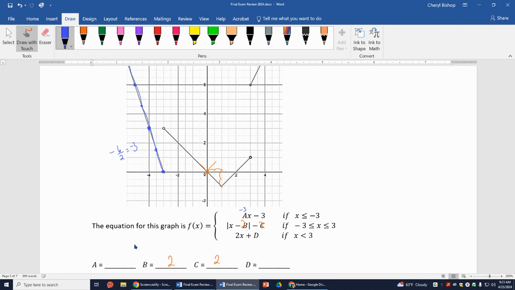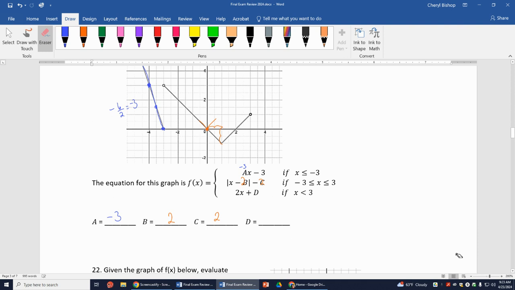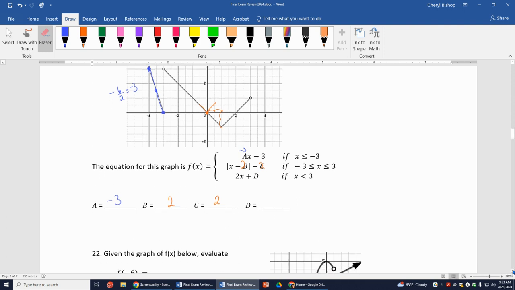And remember the A was -3. And then for this last one, they just want to know if you were to keep going with this, where is it going to intercept the y-axis? Okay. All right, the next one.